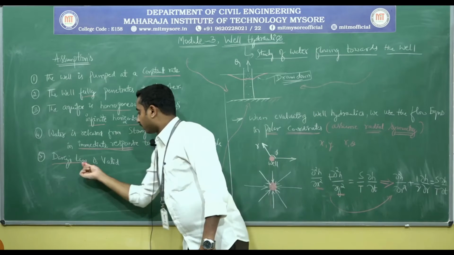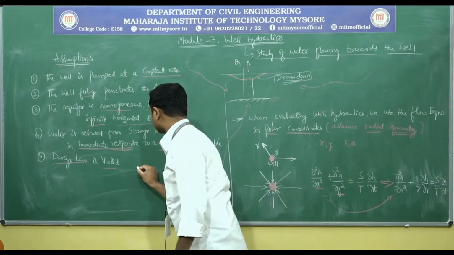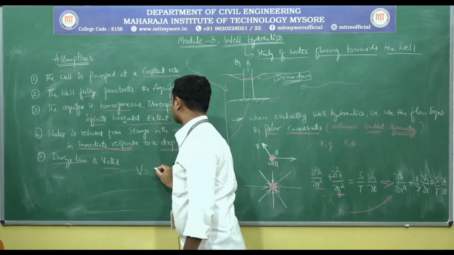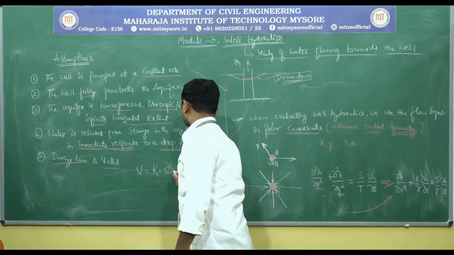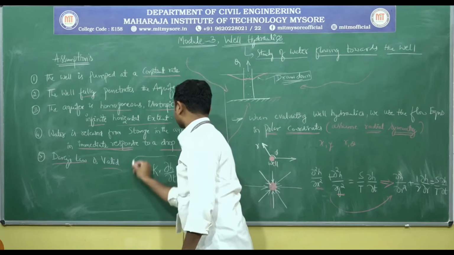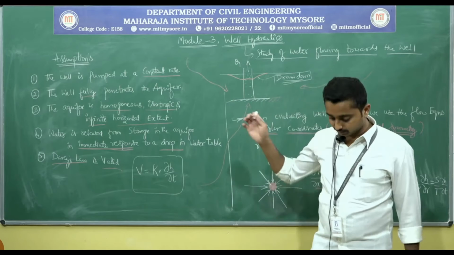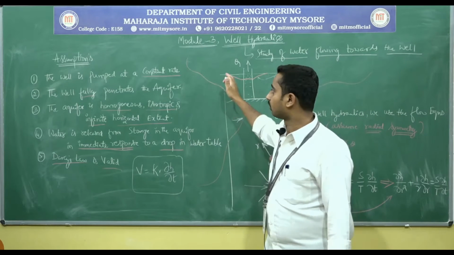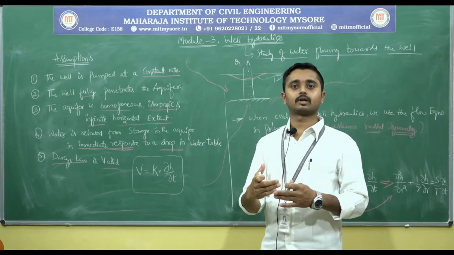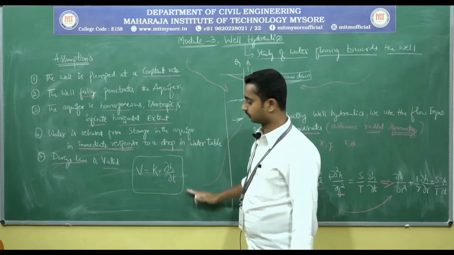Next, Darcy's law is valid. You know Darcy's law from module 2 itself. Darcy's law: velocity V equals K, permeability, into dH by dL, correct? So Darcy's law is valid. These are some assumptions we must keep in mind throughout this module. This module is mainly derivations, and in every derivation we need all these things.